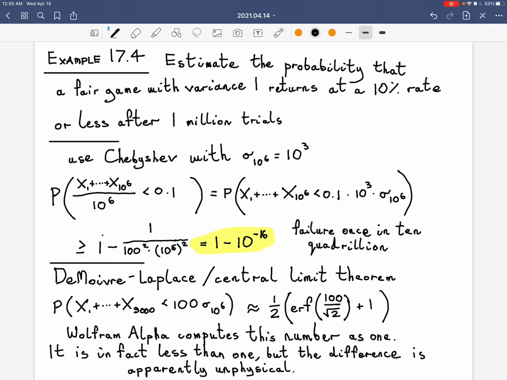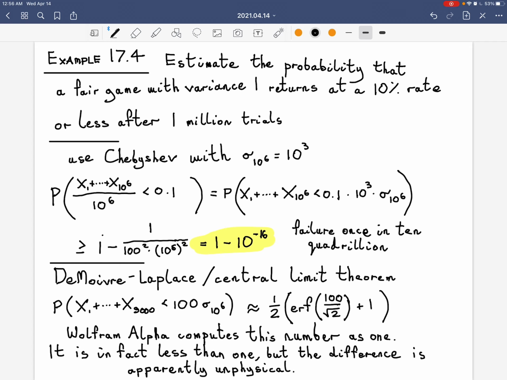And so Chebychev's inequality tells you that the probability of a 100 standard deviation anomaly is less than 1 in 10 quadrillion. So you want to make 10% on a fair game for a million trials. You can do that once in every 10 quadrillion.